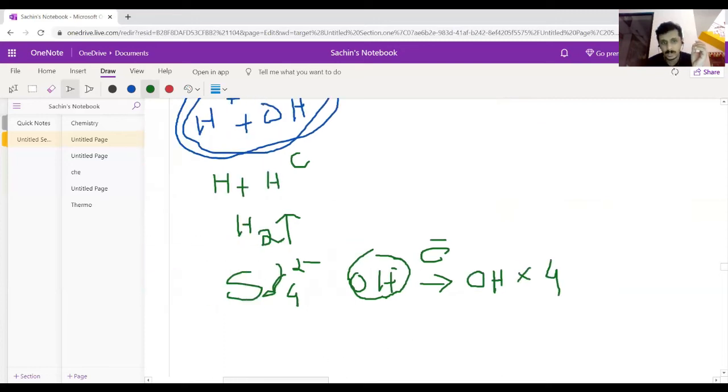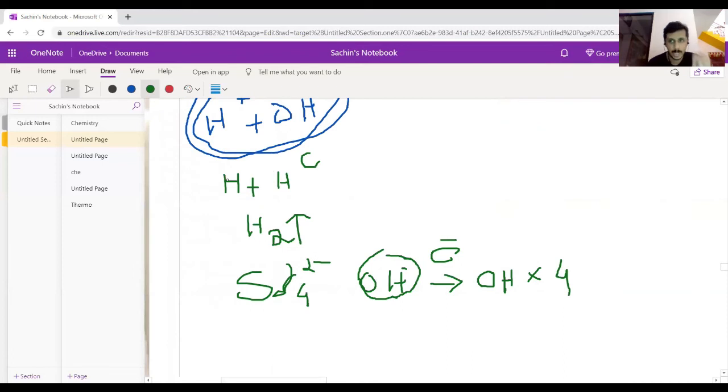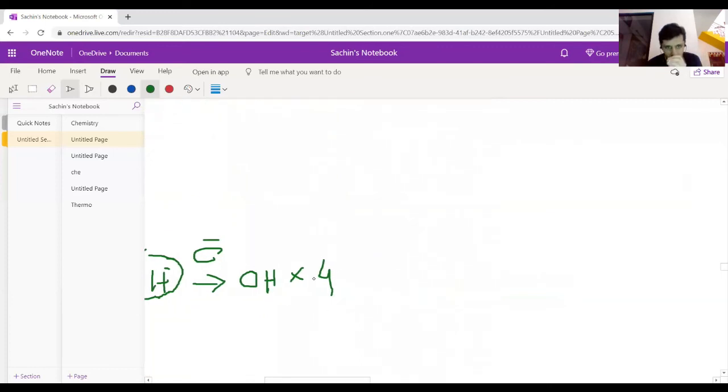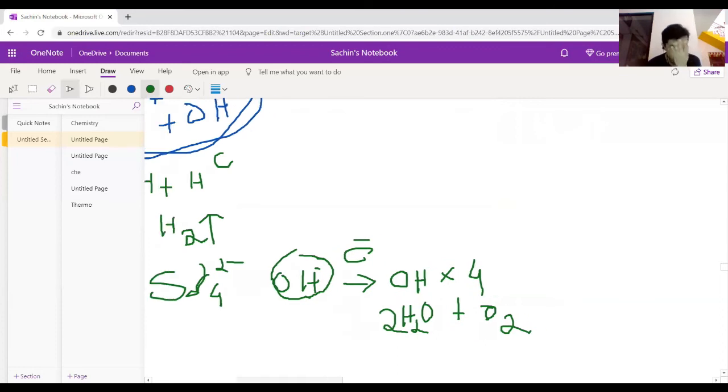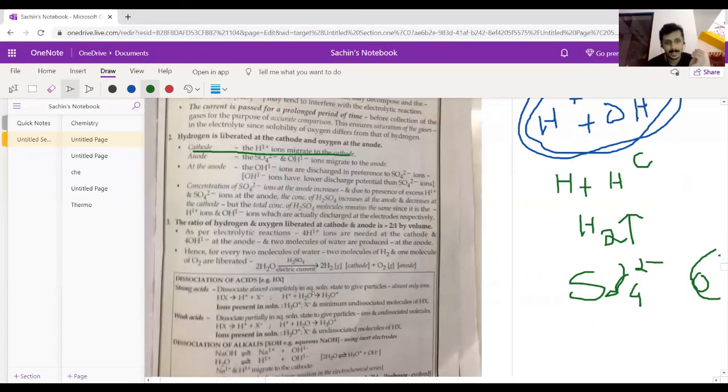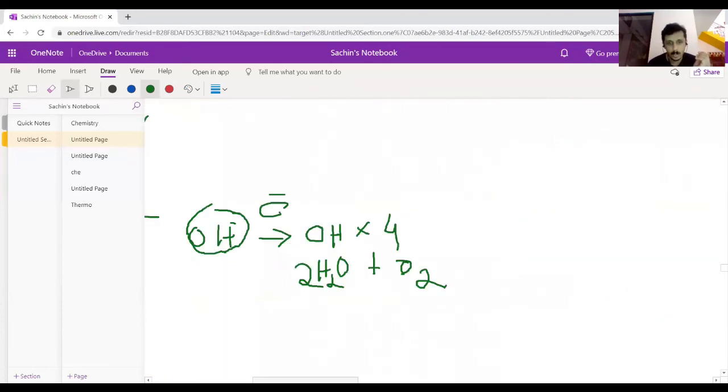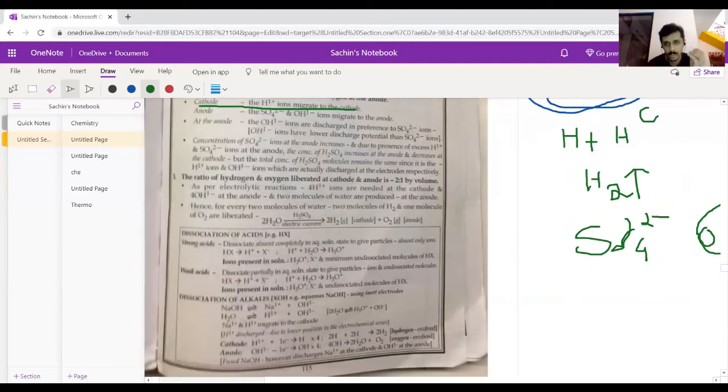See, above we have seen hydrogen can't remain as a hydrogen atom. It reacts with another hydrogen and forms hydrogen gas. In a similar way, OH reacts with 4 such OH molecules and forms water and liberates O2 gas. And how many water molecules are produced? 2 molecules of water for balancing and 1 oxygen molecule.